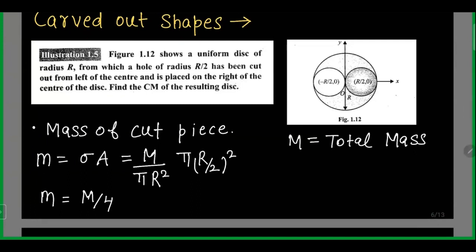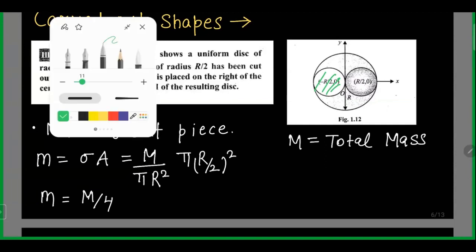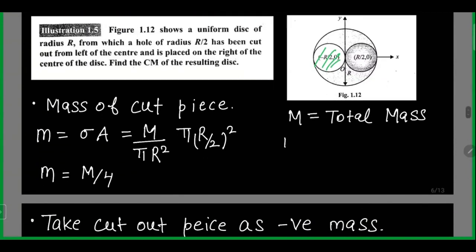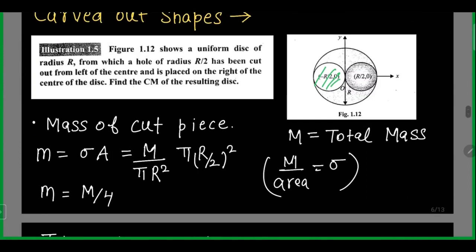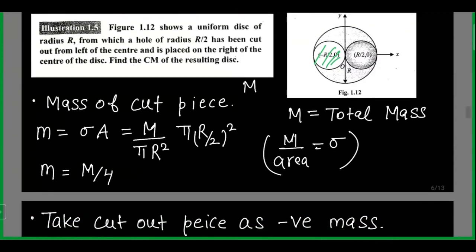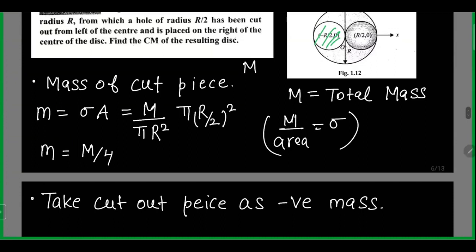First, let's find the mass of this cutout portion. What is the mass per unit area of your body? This is defined as sigma. Let's say the total mass of this disc was m, and the disc has a total radius of r. Then the mass per unit area of this disc will be m by pi r square.